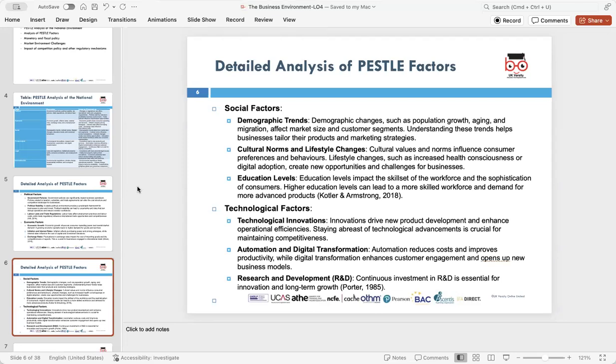For example, increased health consciousness may drive demand for healthier food options, while digital adoption creates opportunities for online services. Education level impacts the skill set of the workforce and the sophistication of consumers. Higher education levels lead to a more skilled workforce and demand for advanced products, fostering innovation and quality. By understanding social factors, businesses can develop products and services that resonate with target audiences and adapt to social changes.